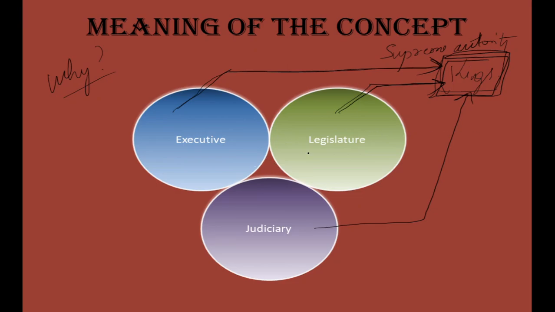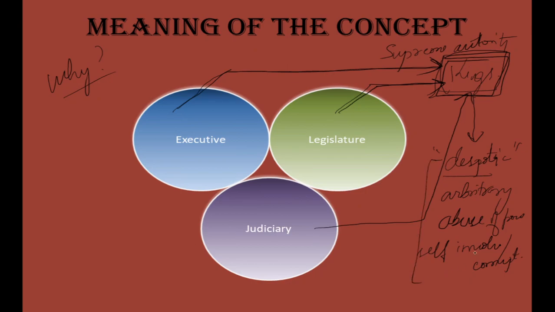Now, what history has taught us is that more often than not, these kings were not just, they were despots, and the rule was despotic. In most cases, the rule was arbitrary. There was abuse of power. The kings were more self-involved or corrupt, and thus we need this separation of power. So, this is the reason.